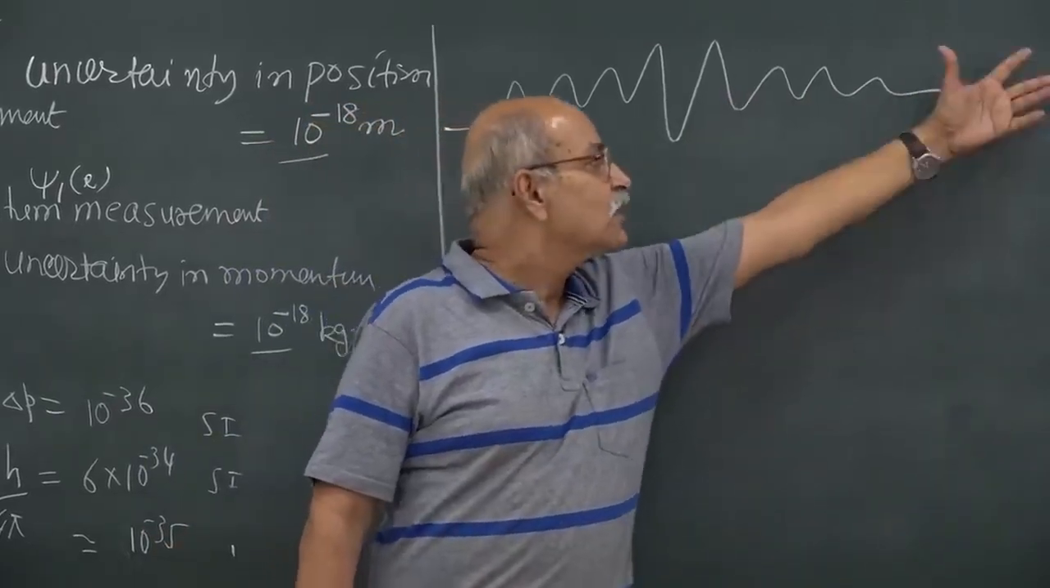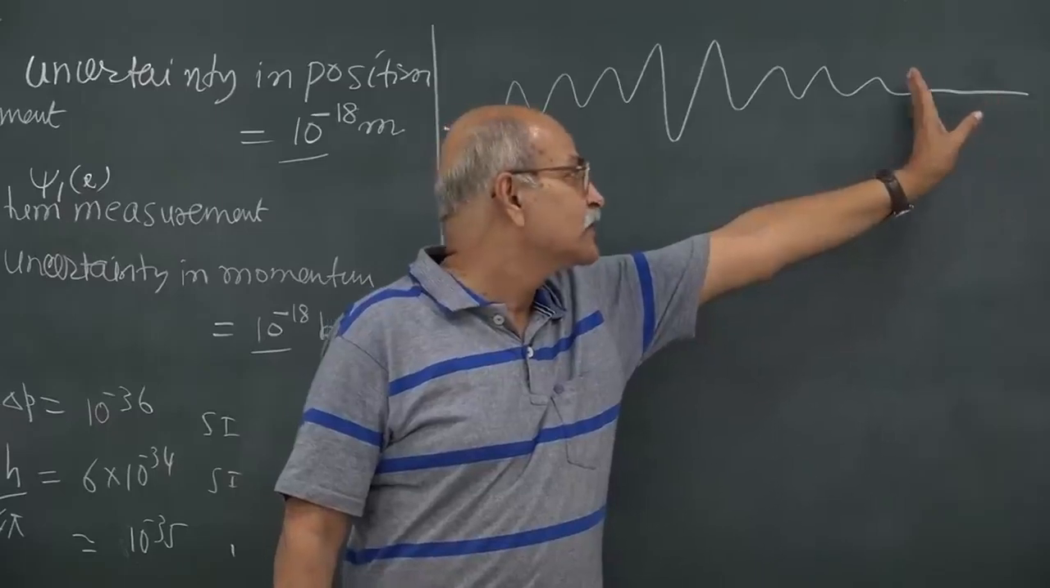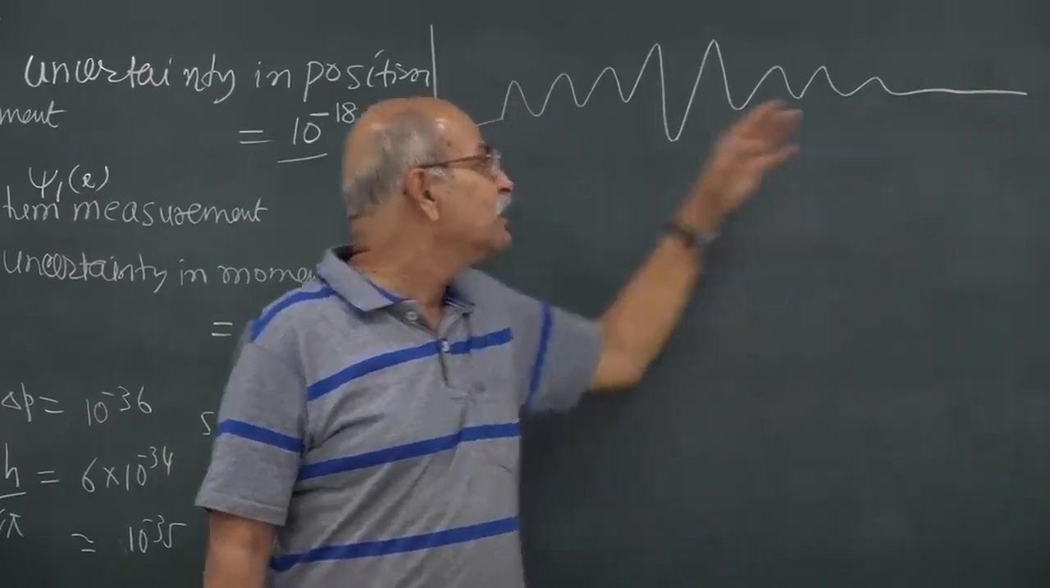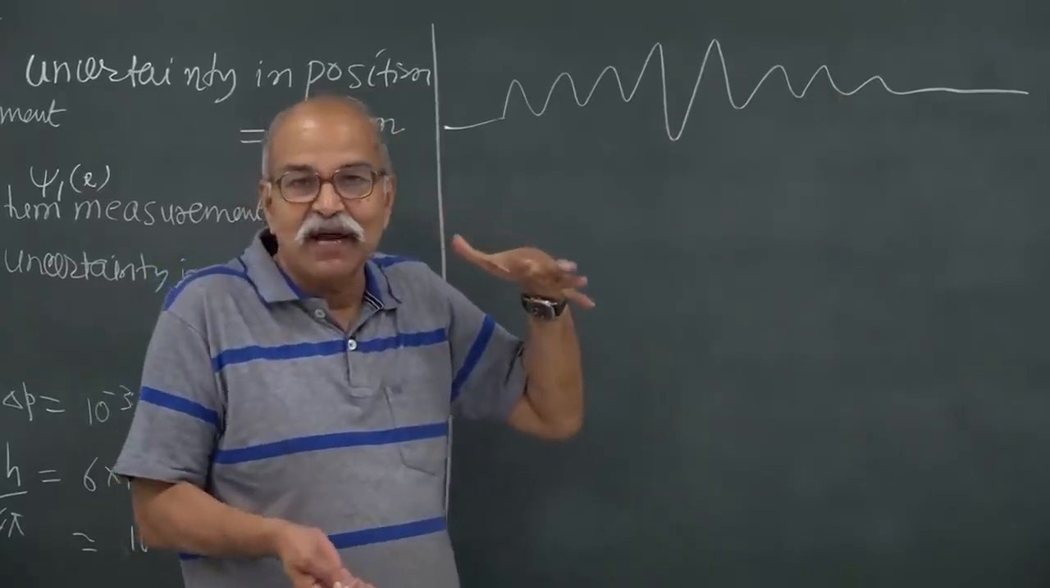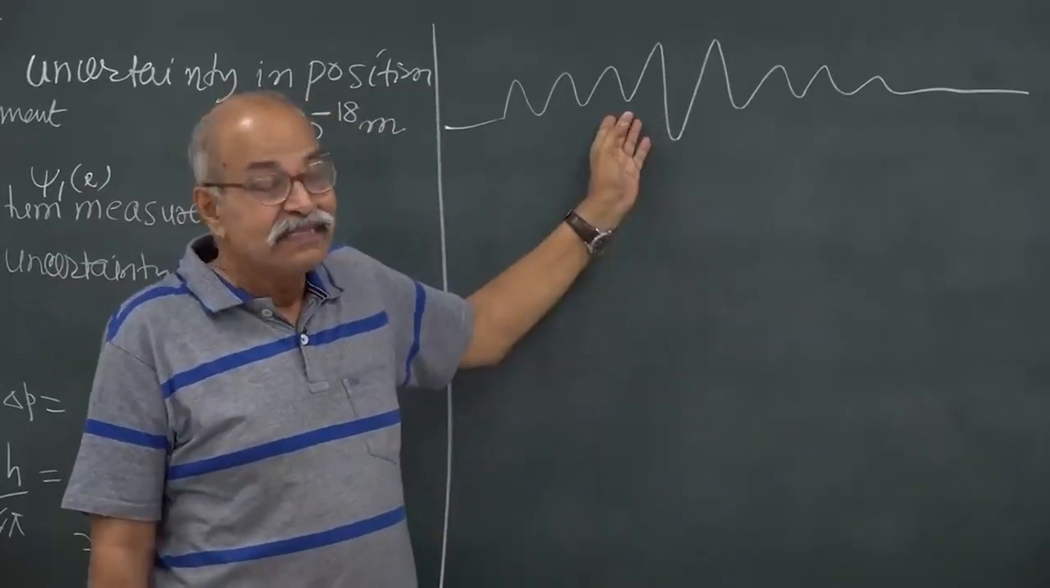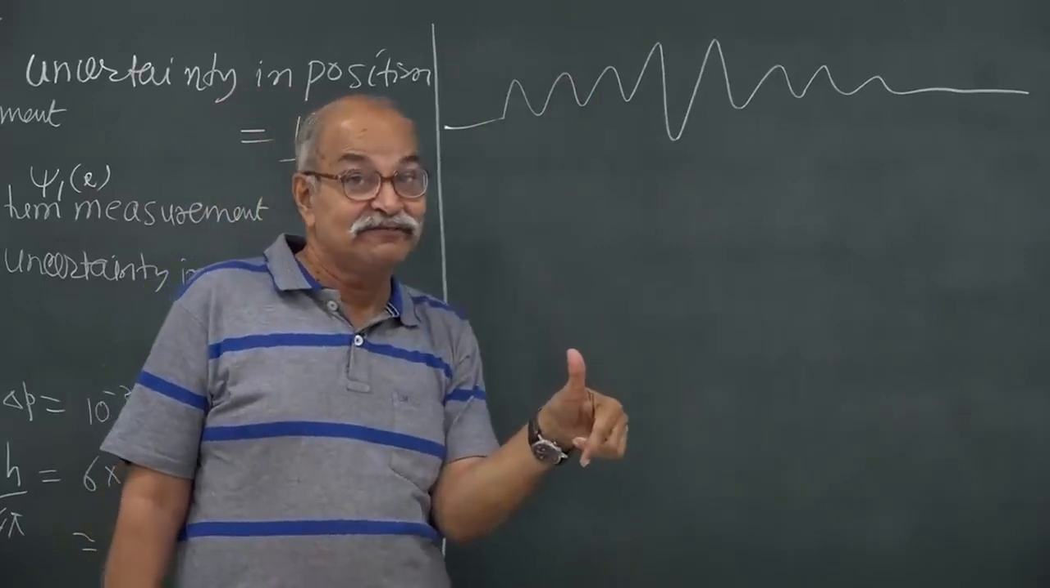If the wave function is now very small, negligible, there is no probability of finding the position there. But as long as the wave has some significant amplitude, there is some probability. That is the uncertainty we are talking of.